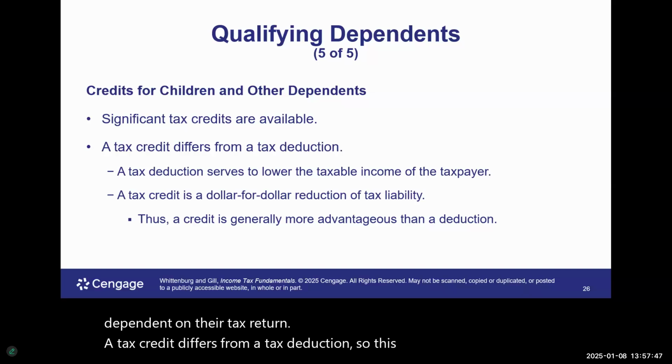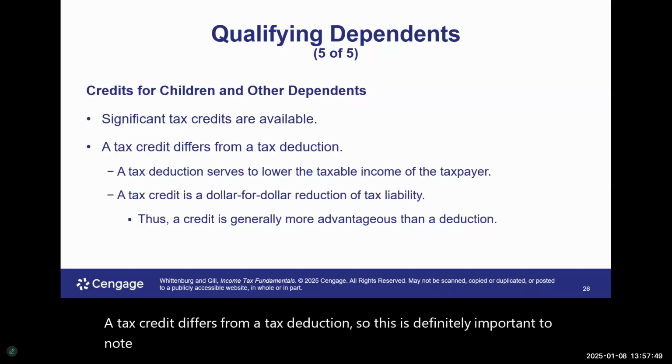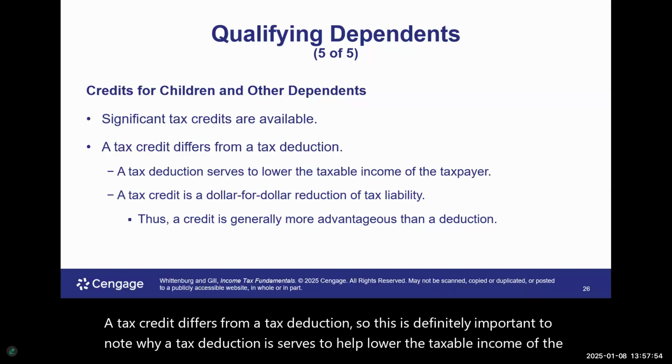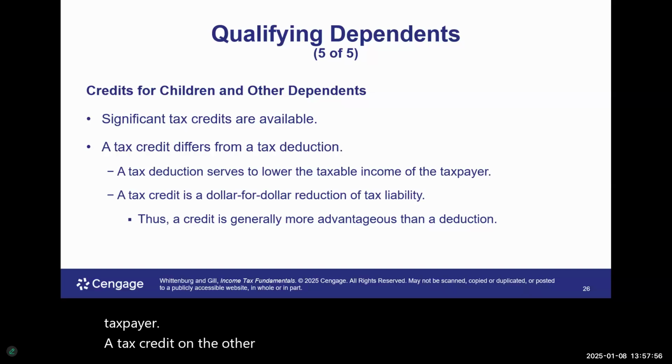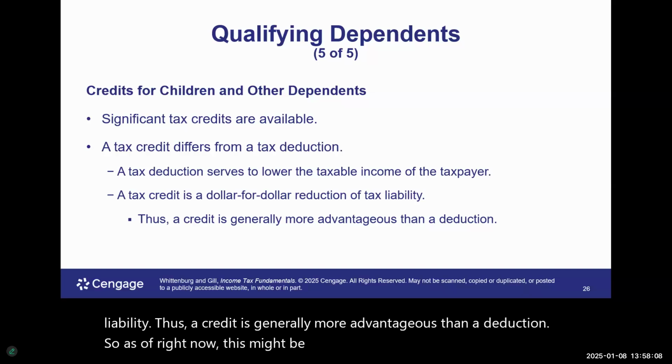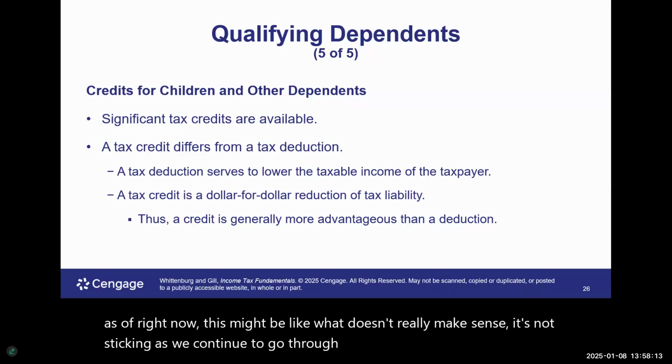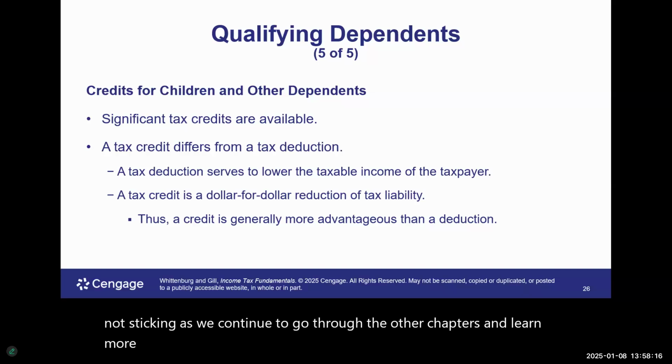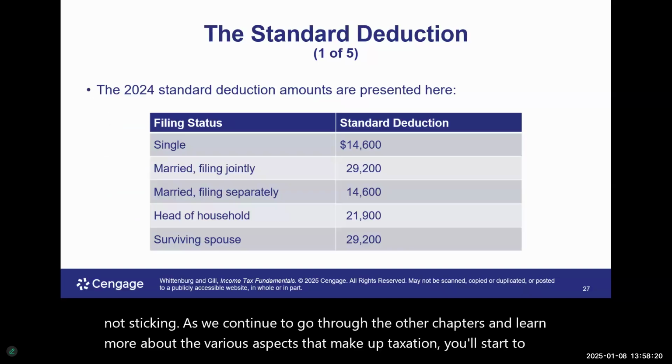A tax credit differs from a tax deduction. So this is definitely important to know. Why? A tax deduction serves to help lower the taxable income of the taxpayer. A tax credit, on the other hand, is a dollar for dollar reduction of tax liability. Thus, a credit is generally more advantageous than a deduction. As of right now, this might be like, what? Doesn't really make sense. It's not sticking. As we continue to go through the other chapters and learn more about the various aspects that make up taxation, you'll start to understand it a bit more.